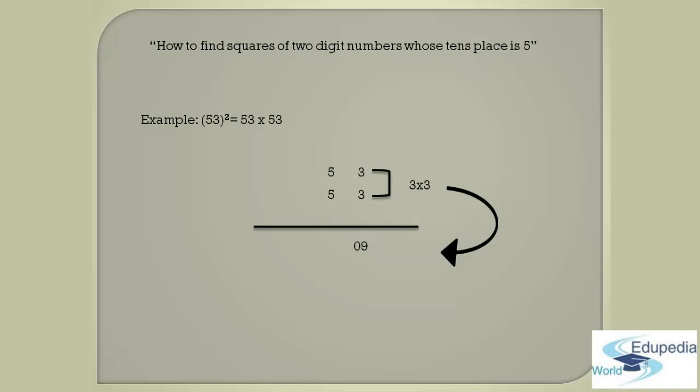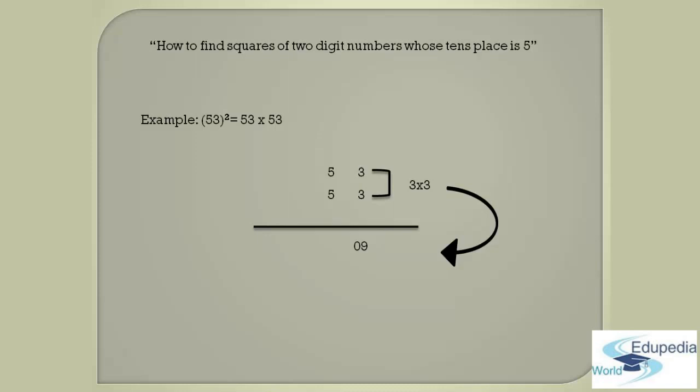Now you move on to the next digits that are in the tens place. Here you can have in the tens place only 5's. Why? Because this is the technique you are applying to find the squares of two-digit numbers whose tens place is 5. So therefore, no doubt, you will have only 5 in the tens place.